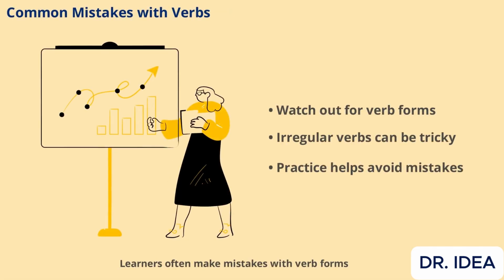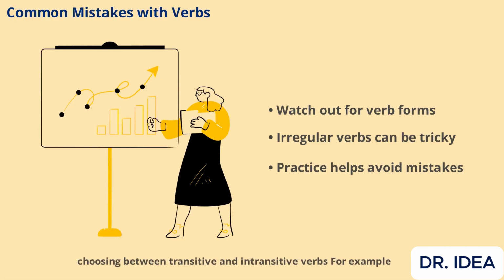Learners often make mistakes with verb forms, especially with irregular verbs or when choosing between transitive and intransitive verbs. For example, saying "he go to school" instead of "he goes to school," or "she laughed the joke" instead of "she laughed at the joke." Paying attention to verb types and practicing regularly will help you avoid these common errors.